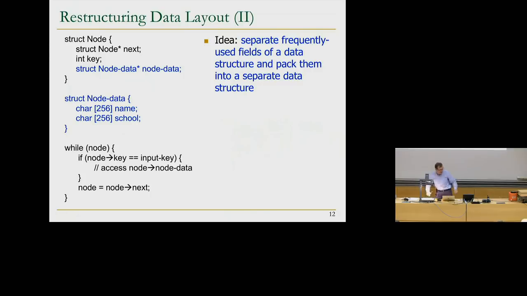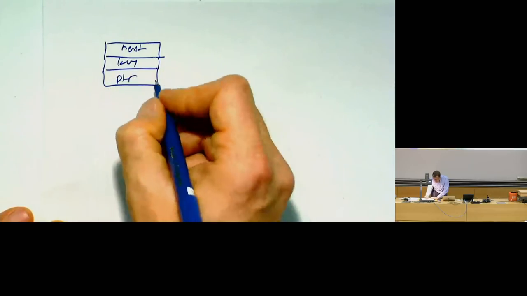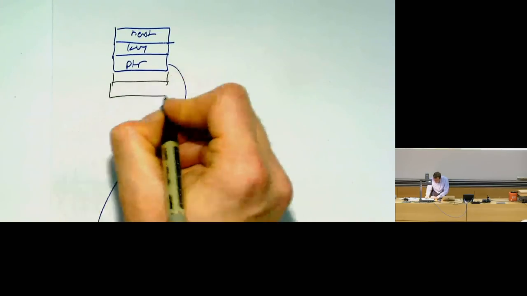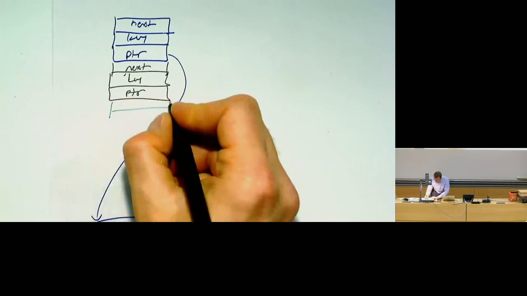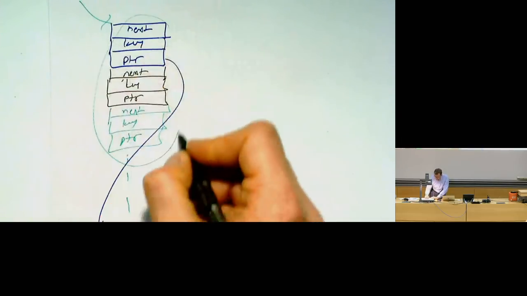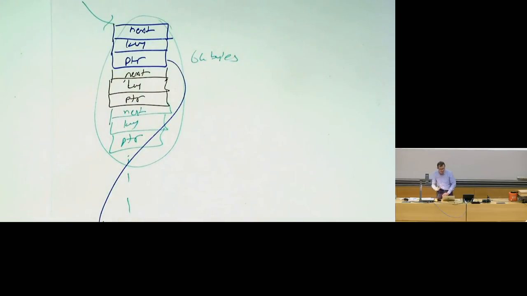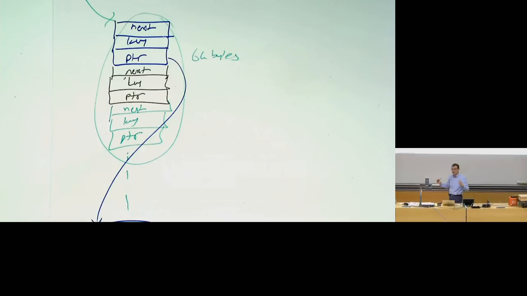Well, actually, I'll give you the example of basically why this works very quickly. Essentially, now our data structure is much simpler. You have next, key, and then a pointer to this huge thing for name and school, essentially. And then in consecutive things, you have the next, key and the pointer. And then in the next consecutive one, you have the next, key and pointer. And then you can imagine the rest. Now, whenever you access the first one, you get 64 bytes, which can really fit a lot of these things over here, right? That way you get much better cache locality because you're not wasting your cache space with things that you're likely not going to touch, by restructuring your data layout. Okay.